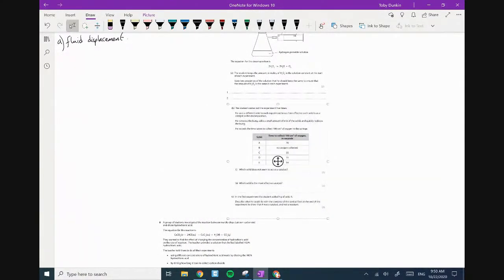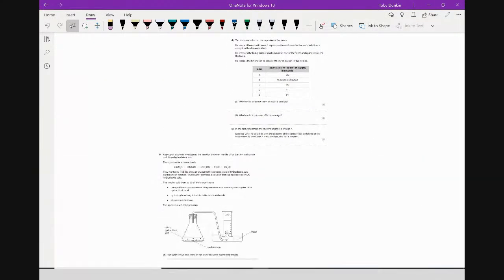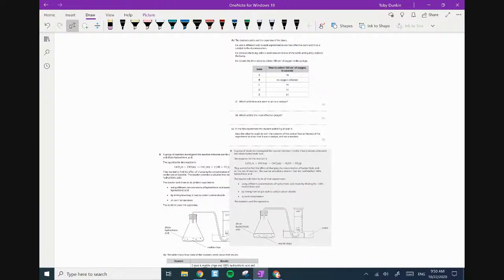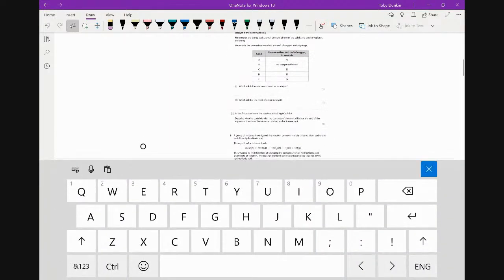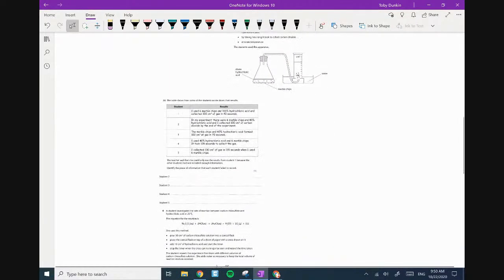I've just grabbed Edexcel questions, by the way. I just went on and look, there's the fluid displacement one. I'm going to have a go at drawing that now. You guys, by the way, are expected to be able to draw these, just so you know.